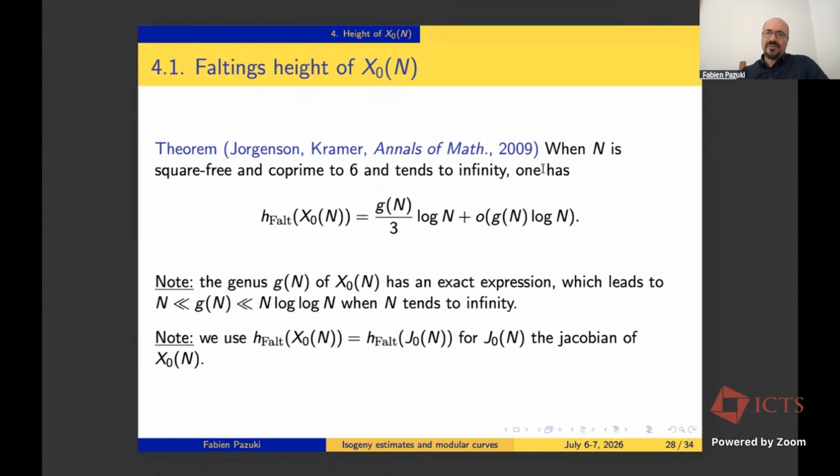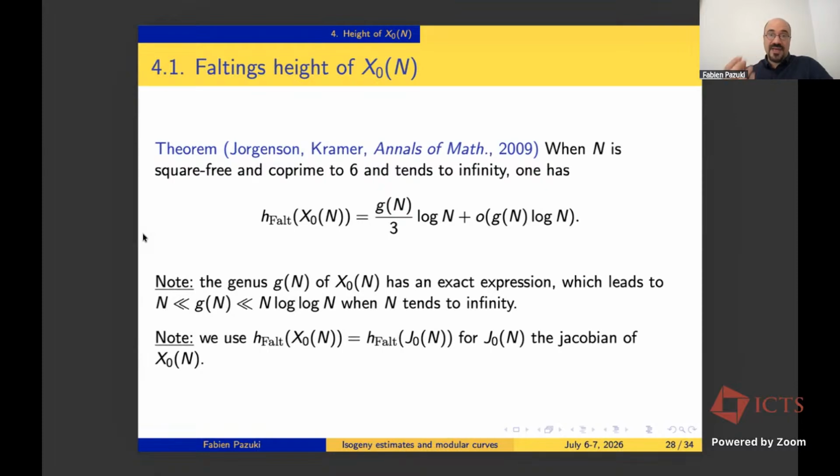And so maybe a little bit of attention here. n is supposed to be square-free and coprime to 6. There are little details on some of the levels for the modular curve that push for this hypothesis. However, it's a first answer to measure how complicated the curve is. Its Faltings height is growing to infinity with the level, with the torsion level that you fix, and it's growing at least as n log n over 3.